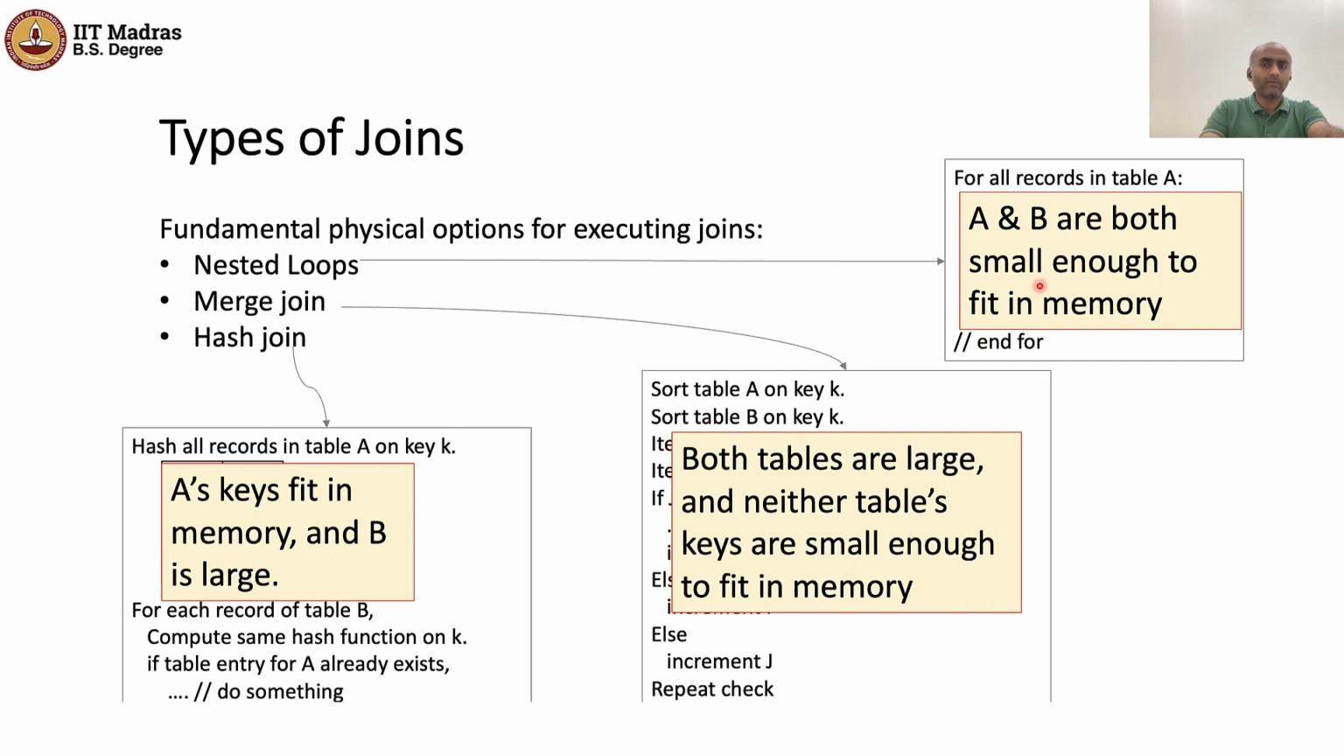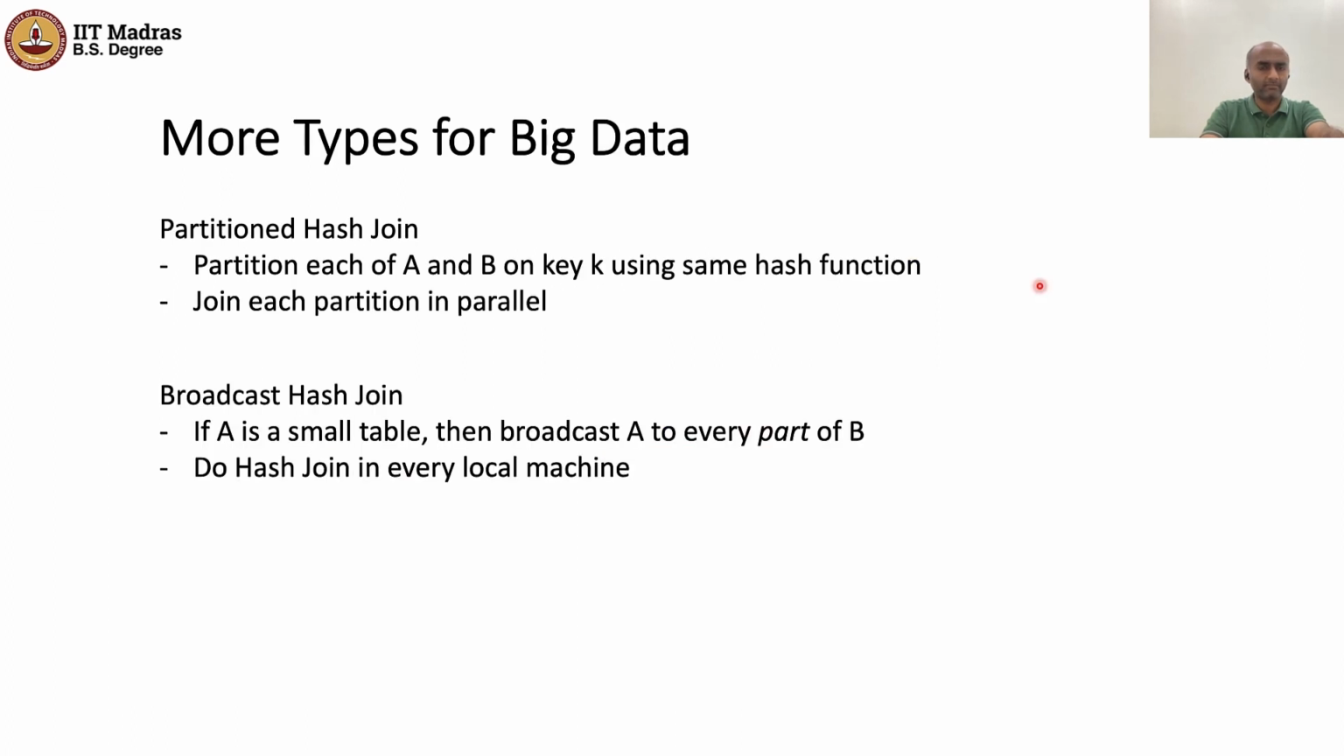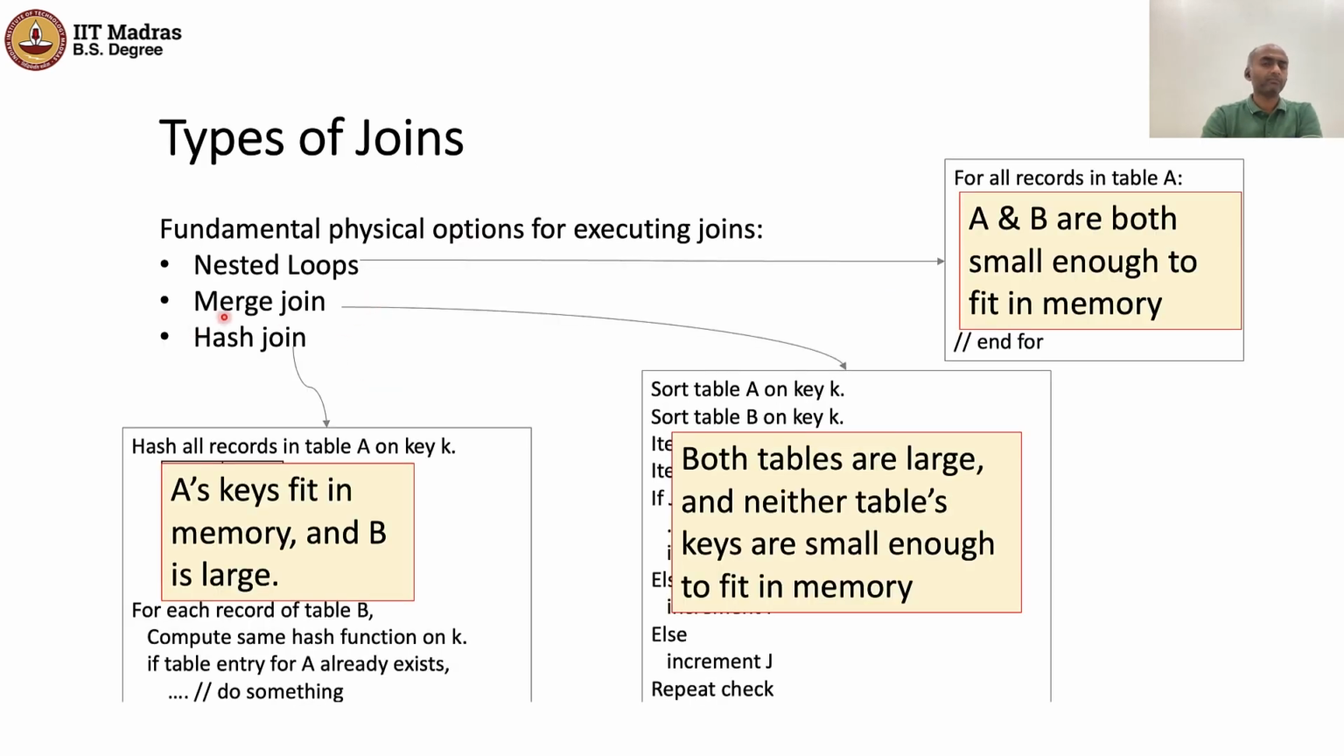Okay, so those are the three foundational types of joins. Let's build on these with variants which are specific to big data. There are two variants which we should be aware of. First and foremost, merge join and hash join do the same thing. That comes from the duality of sort and hash. Merge join is most scalable.